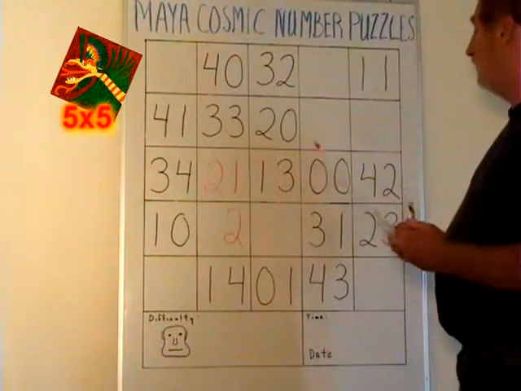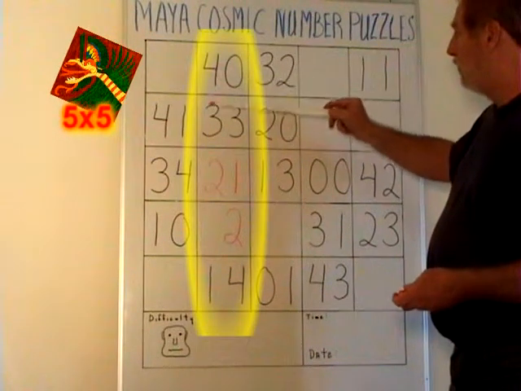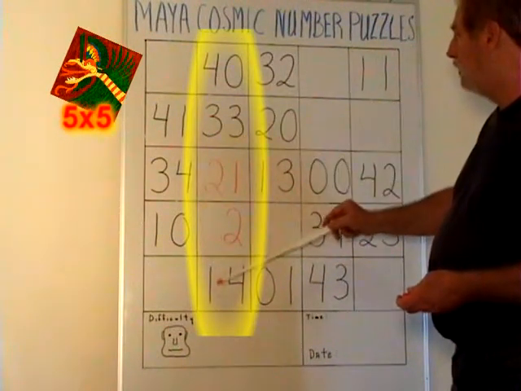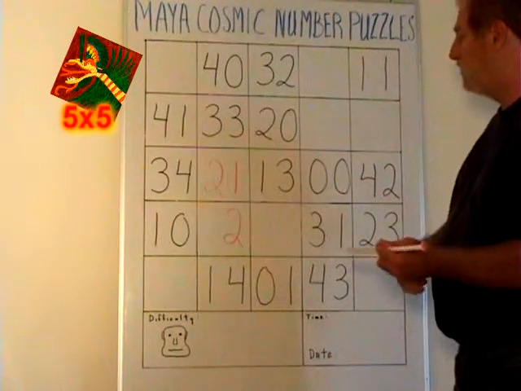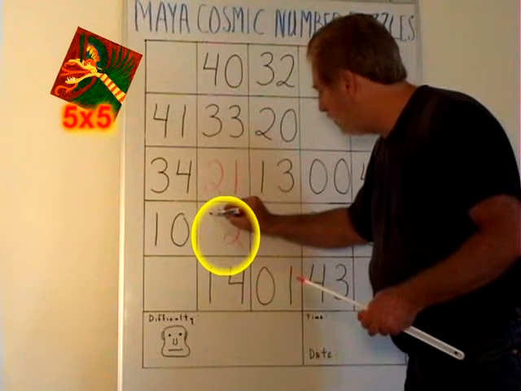On the left side, the numbers are 4, 3, 2, and 1. So we are missing a 0. So the 0 would go here.